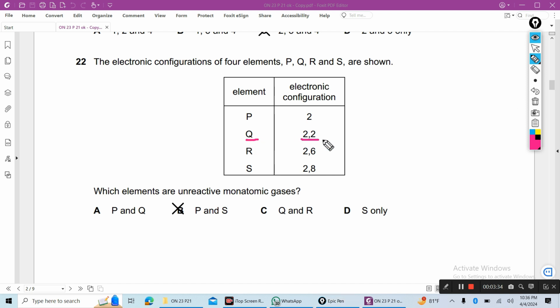Q is group 2, so this is not unreactive, and R is group 6 because the outer shell has 6 electrons. Q's outer shell has 2 electrons, so group 2 and group 6.